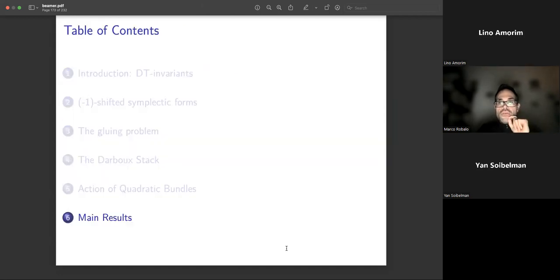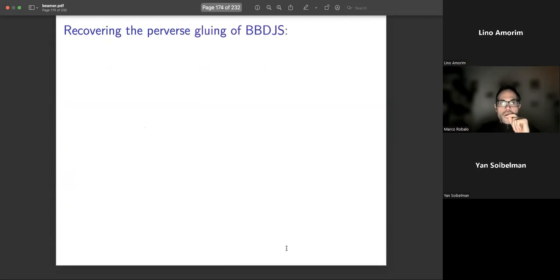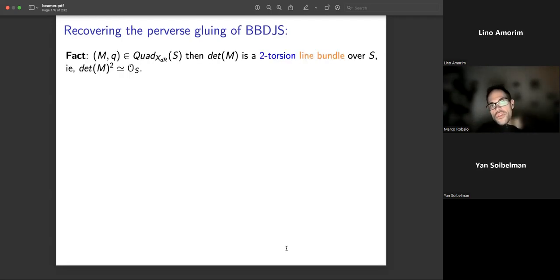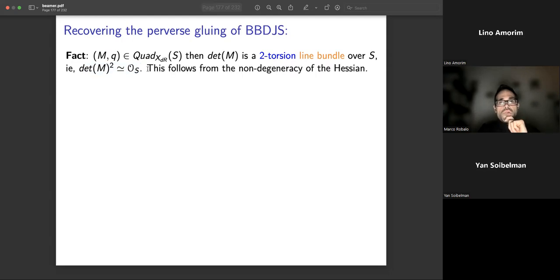So now I can tell you our main results. Let me tell you how to recover Joyce from all this abstract nonsense I just described. The first thing is that if you have a quadratic form and you take the determinant, you get a line bundle which is 2-torsion. That's because you use the quadratic form to write down this isomorphism, and this is a consequence of the fact the Hessian is non-degenerate.